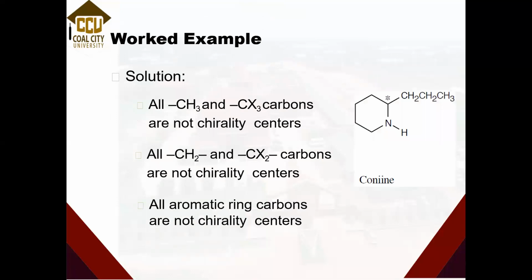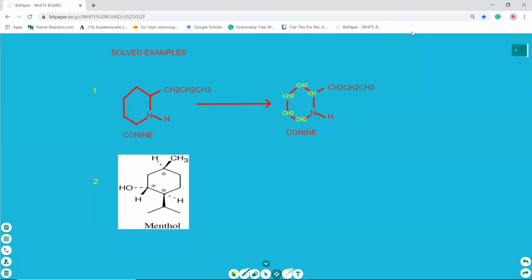So if you see, this is our coniine. Therefore, there's only one chirality center, and it is here. For better understanding, let's look at the way it is solved. This is the same coniine that I just showed you the solution for. This is the structure that was drawn for you.